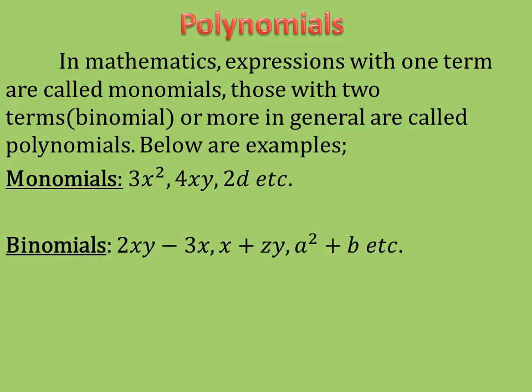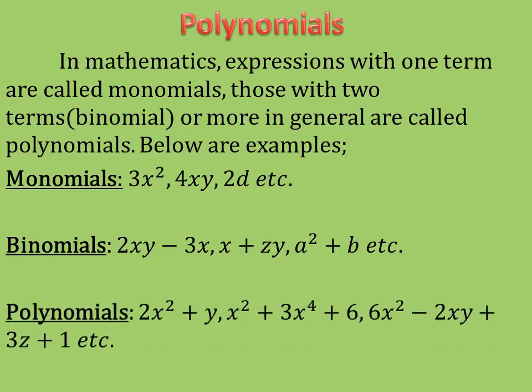Examples of binomials are equations with two terms that are connected together by either an addition sign or a subtraction sign. We have 2xy minus 3x, that's a binomial. x plus zy, that's another binomial. a squared plus b, that's another binomial.